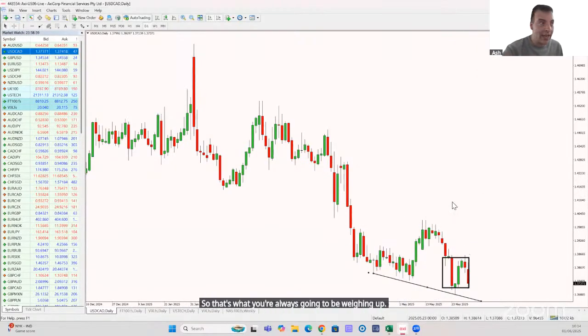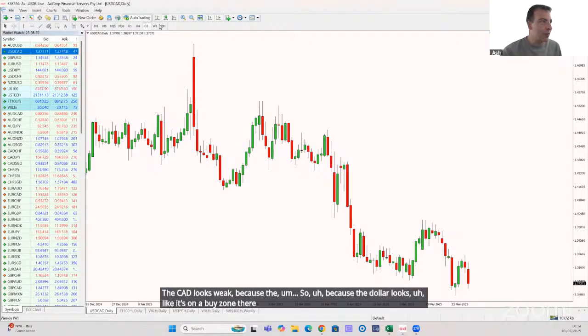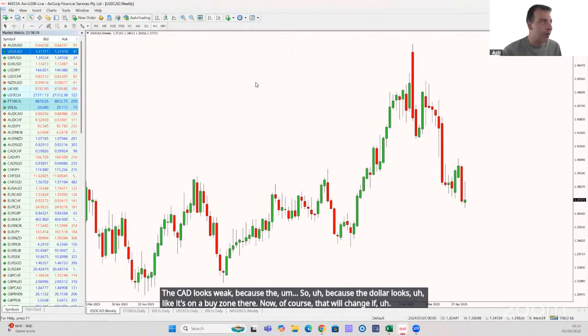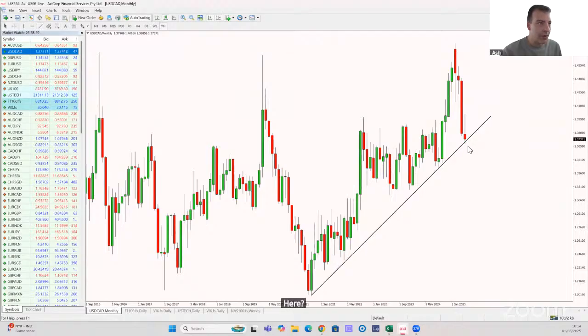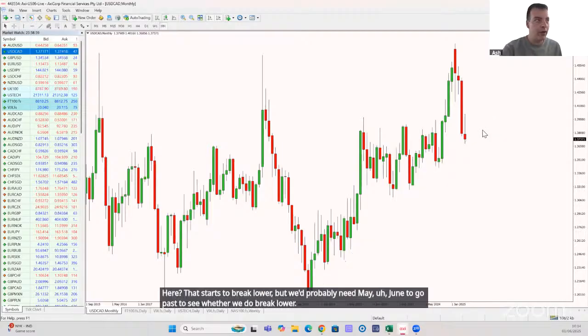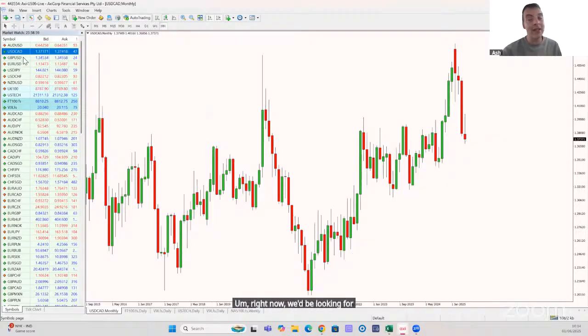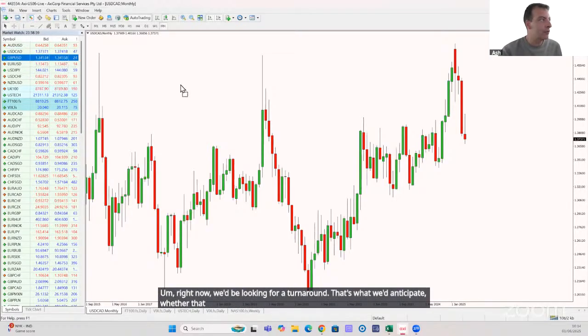But the CAD looks weak, because the dollar looks like it's on a buy zone there. Of course, that will change if this does start to break down to the downside here. If that starts to break lower, but we probably need June to go past to see whether we do break lower. Right now, we'd be looking for a turnaround. That's what we'd anticipate. Whether that happens, we don't know.